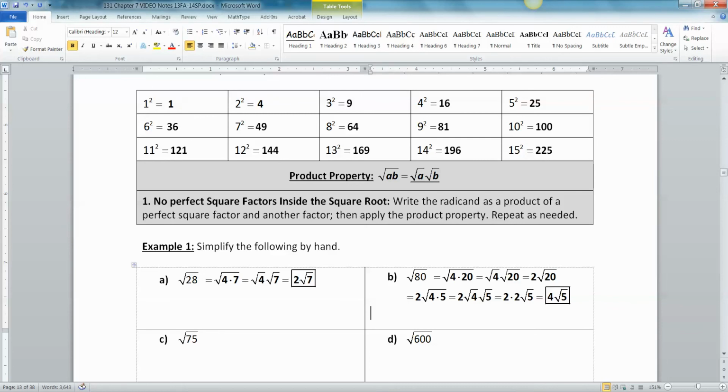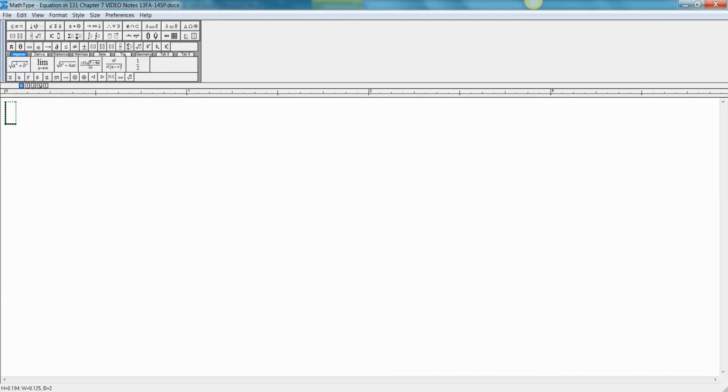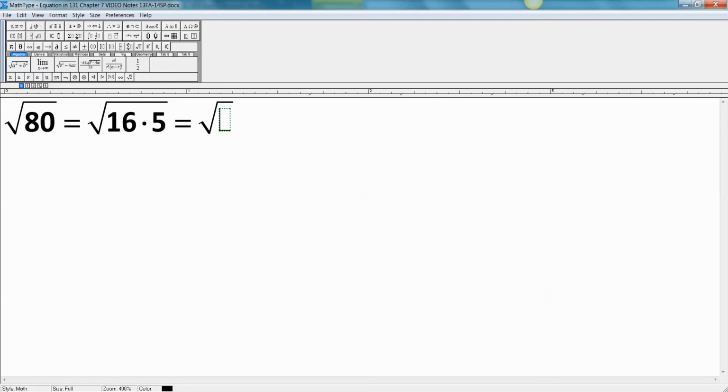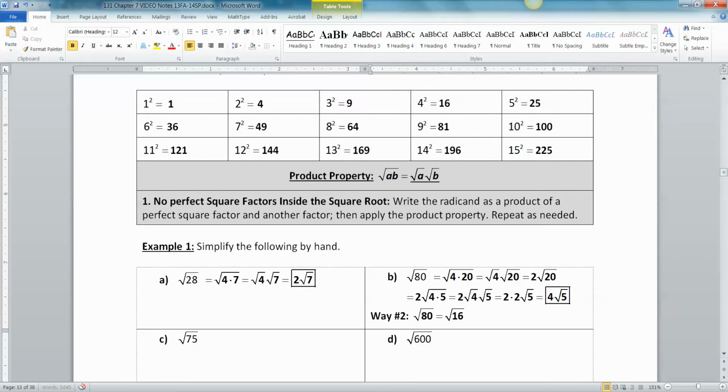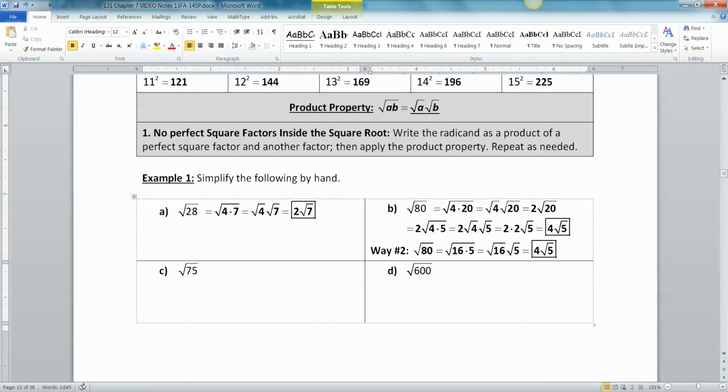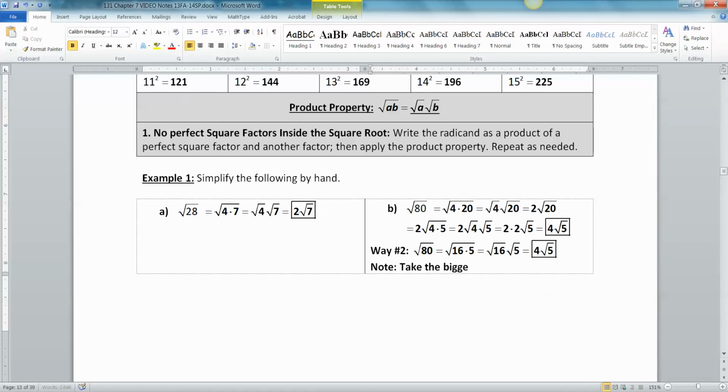Okay, so let me try it again. Way number 2. The square root of 80 is the square root of 16 times 5. That's the square root of 16 times the square root of 5. That's 4 square root of 5. All right, so we've learned a valuable lesson here, which is if you can, take the biggest perfect square you can. So let's make a note. Note: take the biggest perfect square possible.